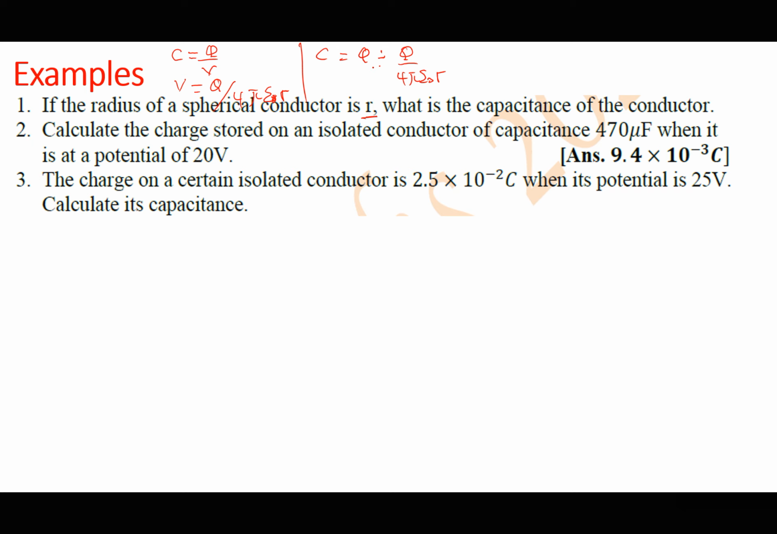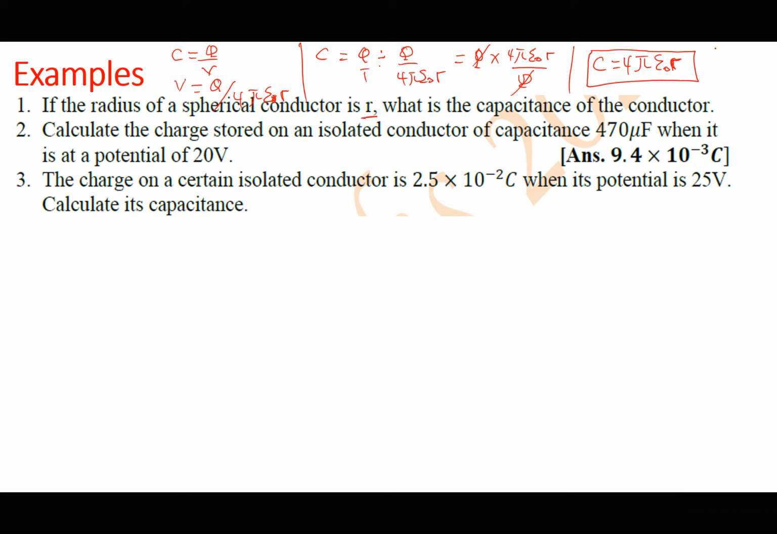So it means you get the reciprocal. So this will be Q times 4 pi epsilon naught r divided by Q, and Q cancels out. So it means the capacitance C is going to be equal to 4 pi epsilon naught times r. So that will be the capacitance of the spherical conductor. So the capacitance of a spherical conductor is just dependent on the radius of the sphere.